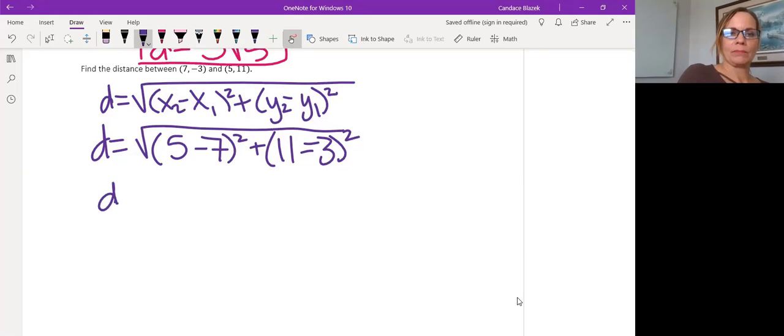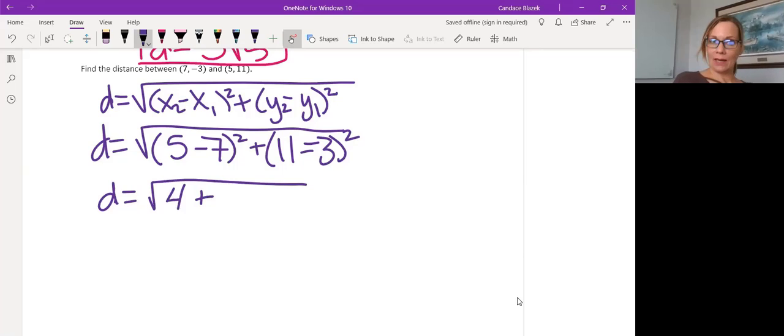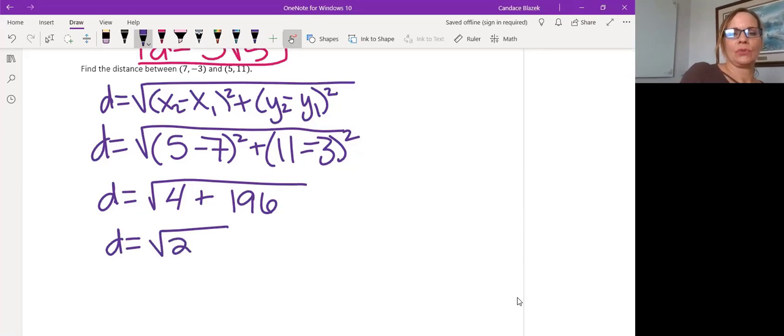So for the first point, 5 minus 7 is -2. -2 squared is +4. And for the second set of terms, 11 minus -3 is 14. And 14 squared is 196. Right? So we get the distance is equal to the square root of 200.